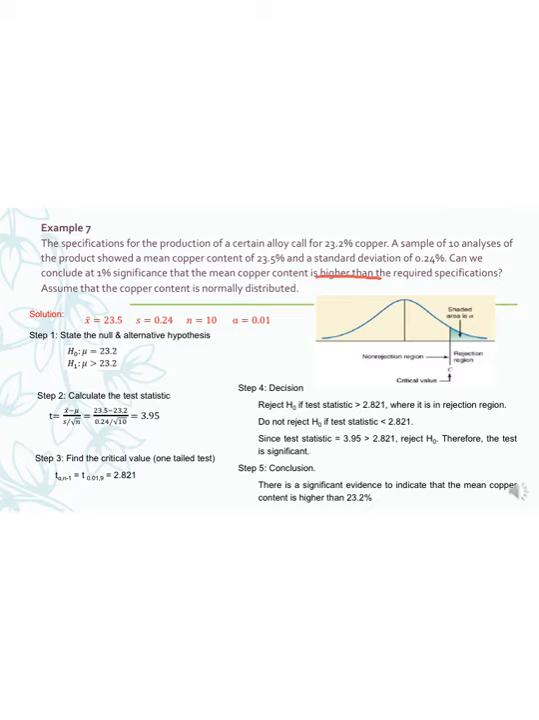And then calculate the test statistic. We're going to use T, so we get T equals 3.95. Don't forget to write here, this one is right tail, because greater. And then find the critical value. So we have T alpha, n minus 1, T 0.01 with n minus 1 equals 9. So we get 2.821.